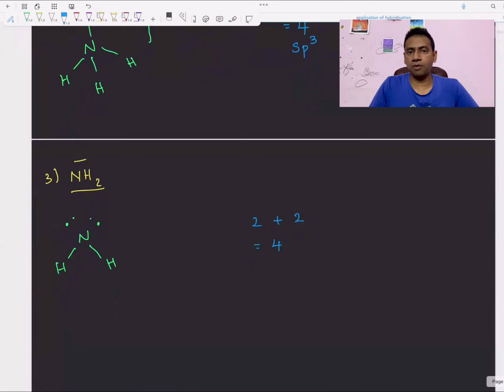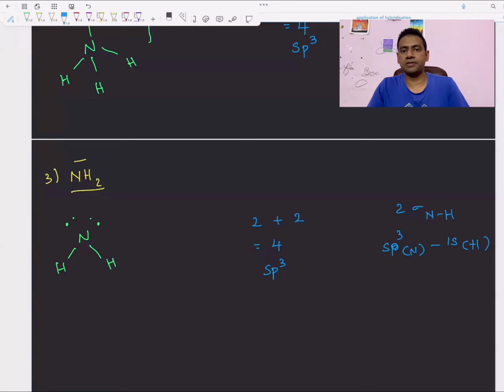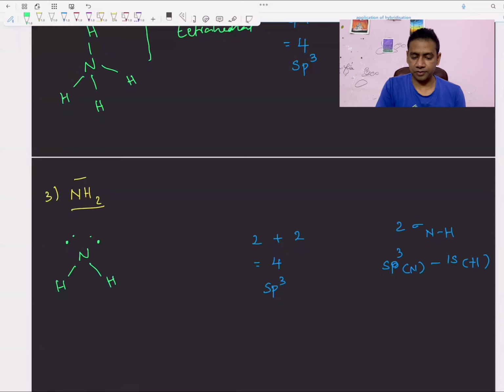Again, when we get 4 hybrid orbitals, generally in simple cases it is sp3 hybridization. And now we can say that there are 2 sigma NH bonds, and each sigma NH bond is formed from overlapping between the sp3 hybrid orbital of nitrogen and the 1s orbital of a hydrogen atom, and 2 lone pairs are present in 2 hybrid orbitals. So the geometry of the amide ion we call, in general, bent. It is a bent molecule.